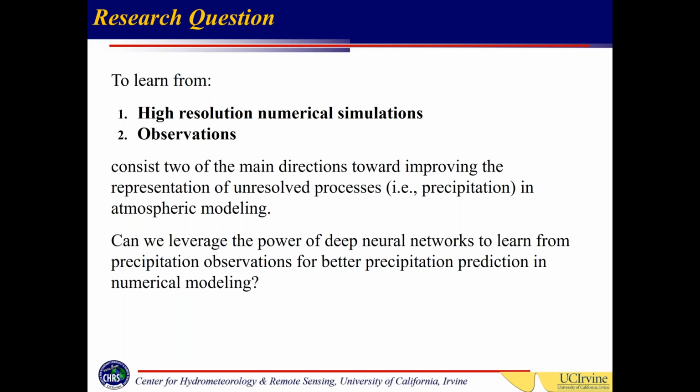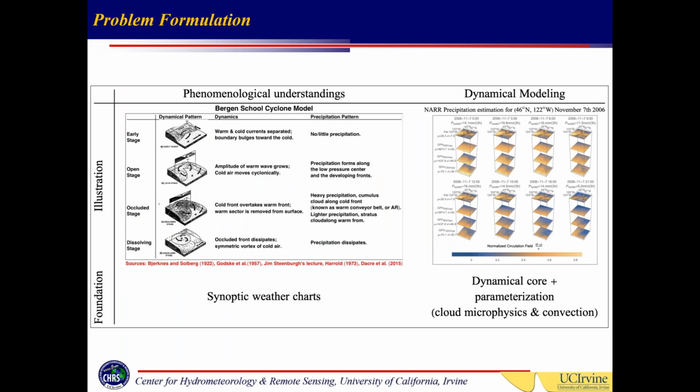For example, in the paper from Mike Pritchard at UCI, they use a cloud resolving model as a reference to enhance the general circulation model's capacity in predicting cloud cumulus parameterization. But here we want to focus on learning from observations. So can we leverage the power of deep neural networks to learn from precipitation observations for better precipitation prediction in numerical weather modeling? And let's first frame the problem.